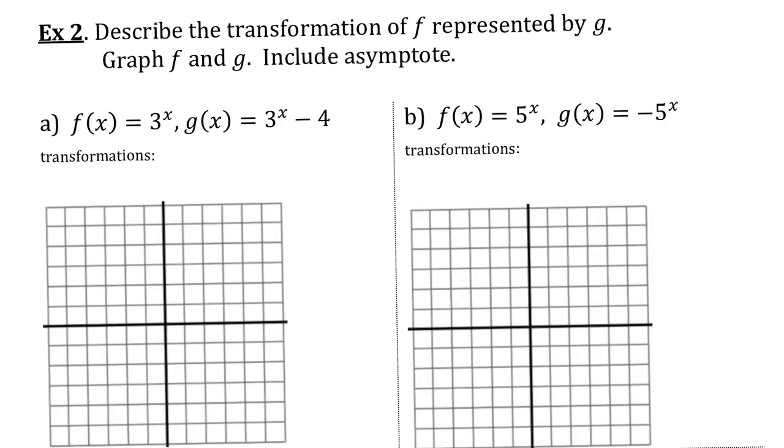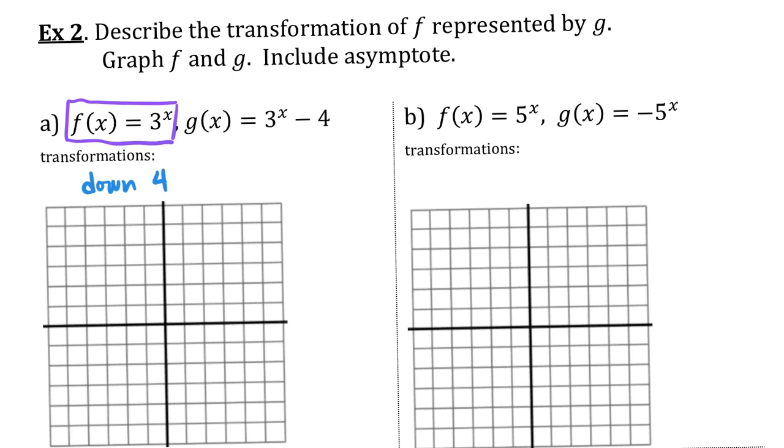Now for this example, we're going to describe the transformation of f represented by g, but then we're going to graph f and g, and we're going to include the asymptotes. Let's write the transformation first. The parent function is 3 to the x, and then I did 3 to the x minus 4. So this goes down 4. Let's graph f of x equals 3 to the x first.